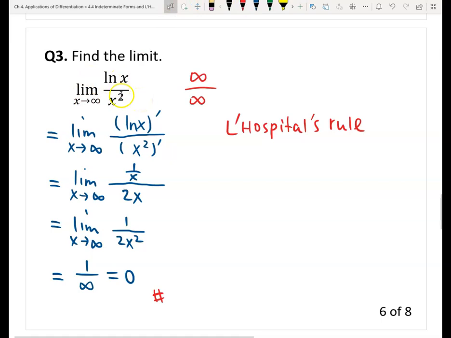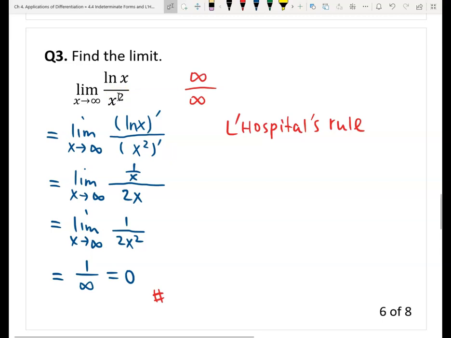Okay, for this type of limit, this is famous. Okay, let's look at the function. The numerator we call the log function, right? The denominator we call the power function. Here is a special power. Okay, so we can do this.